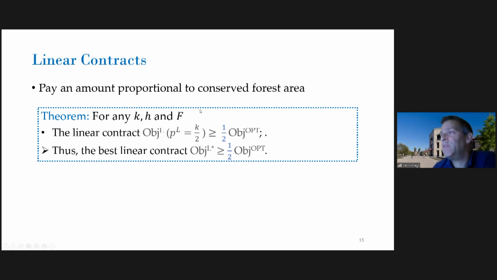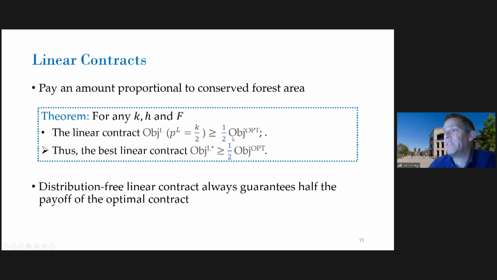So this theorem says that it doesn't matter what f is, what h or k is, we achieve half of the optimal contract. This is in particular distribution free because we're just picking a payment that is k over 2. It does depend here on the slope of the cost function. Remember, the cost function that I've assumed is quadratic, and the ratio here will change if this cost function changes. It will depend on the curvature, and we extend this in the paper to see how it depends on the curvature.